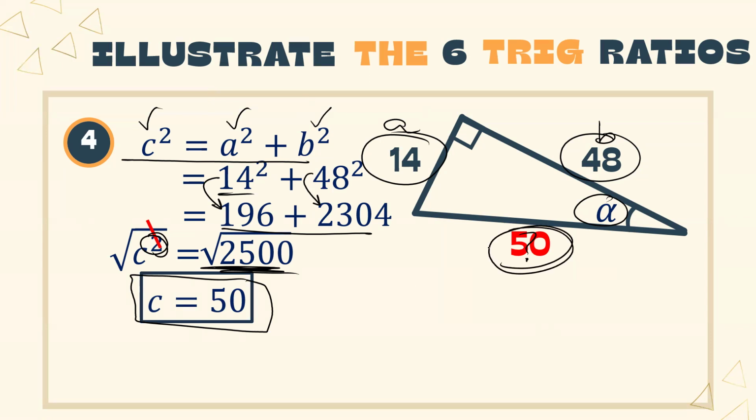Any questions about the Pythagorean theorem? It's simply substituting the values of the legs corresponding to the formula for us to solve the unknown value. In this case, we solved the length of the hypotenuse.